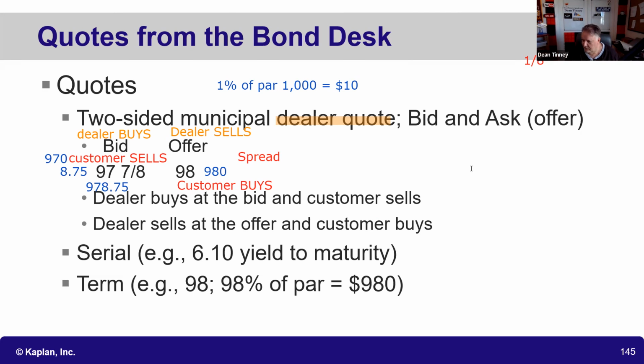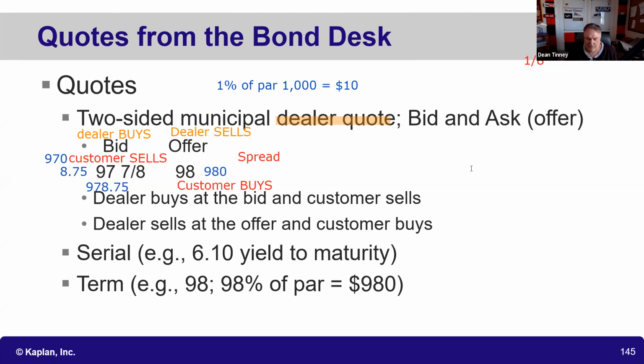If you told me you're a buyer, I'm going to mark it up. If you told me you're selling, I'm going to mark it down. So in our business, we give you the two-sided quote, and then I have to honor that quote. I say 97.78, 98. As you see here, the dealer buys at the bid and the customer sells.